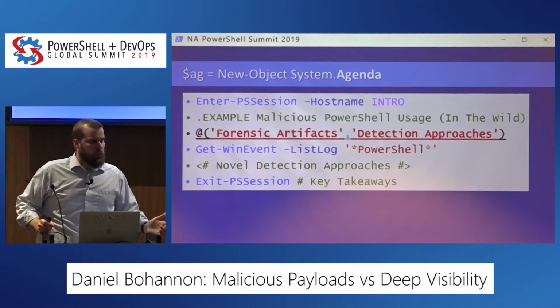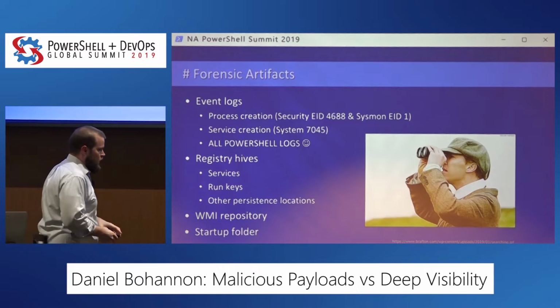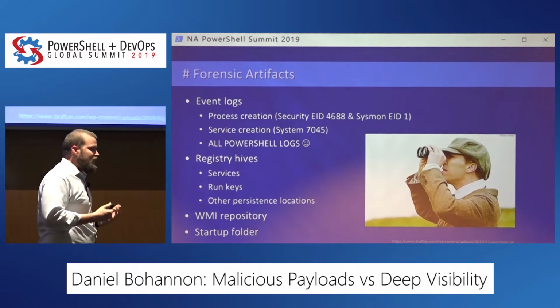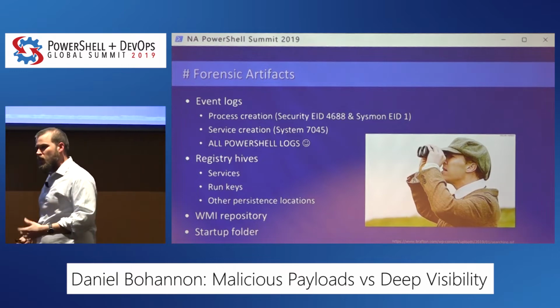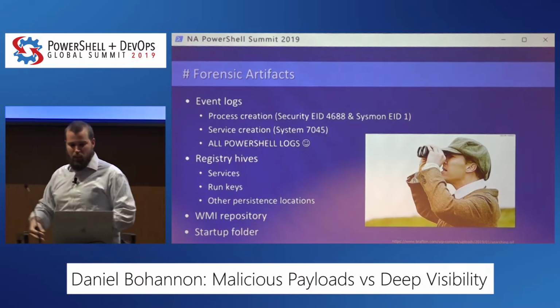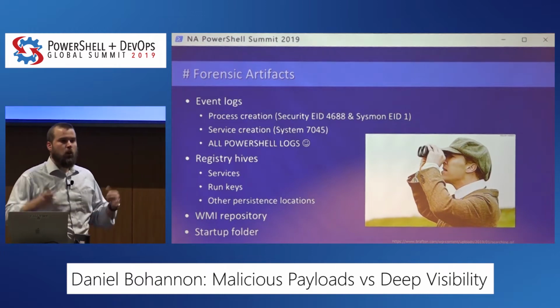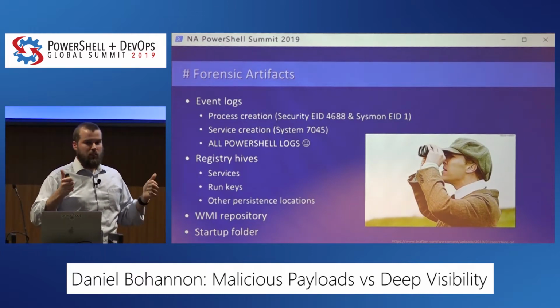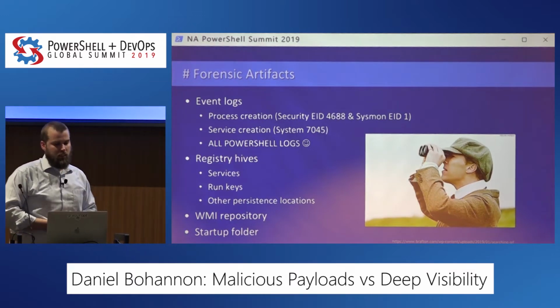What about some more forensic artifacts and detection approaches? Well, we covered a lot of these already. So event logs. At the very minimum, we want to have process auditing event logs, whether it's Security 4688 or Sysmon EID 1 with parent process arguments enabled, and service creation. So looking at the System 7045 event logs, and also all the freaking PowerShell logs, which we're going to look at in just a couple minutes. You want all of those because they're really awesome.